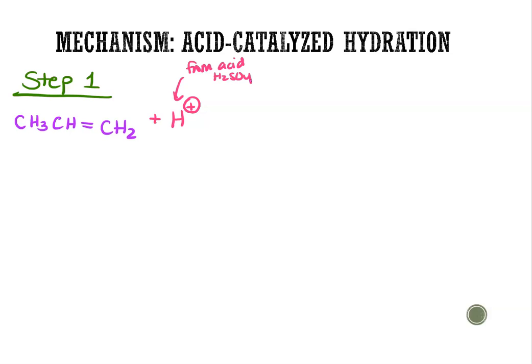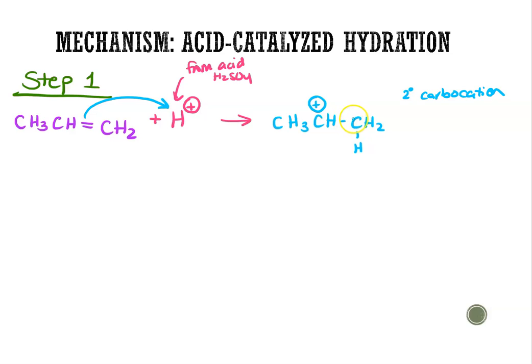So my double bond is going to reach out to that positive hydrogen to produce a carbocation. My more stable carbocation is going to be on the inside carbon, not the outside. Hydrogen goes where there are more hydrogens. So I have CH3, CH, CH2 now, and there is a carbocation there, and a hydrogen here. This is a secondary carbocation because I've got 2 things attached.